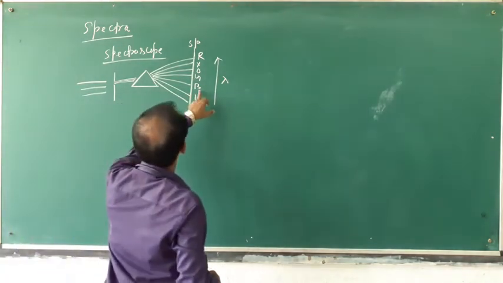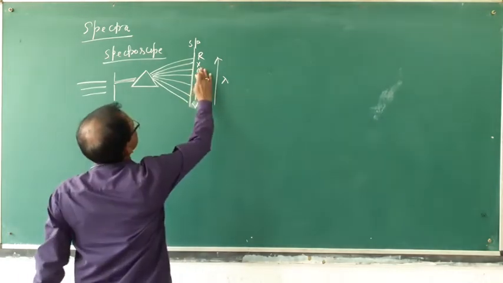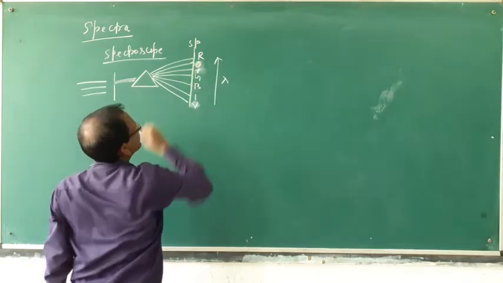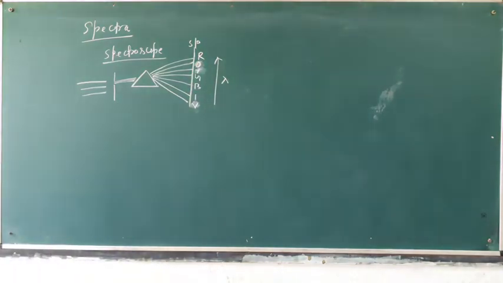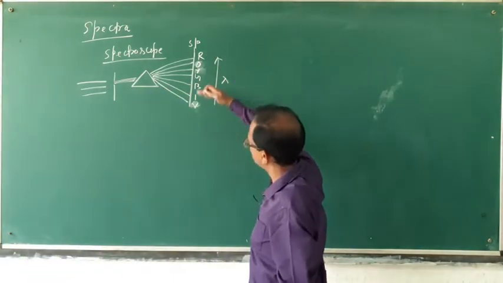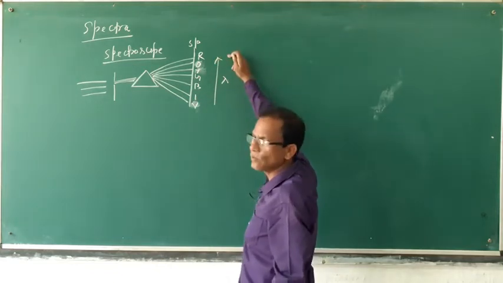violet, indigo, blue, green, yellow, orange, red. Okay, like this. So these 7 colors produced are arranged in a definite order, that is increasing order of wavelength.